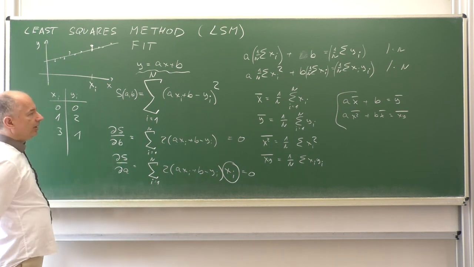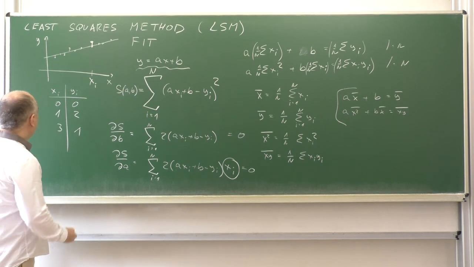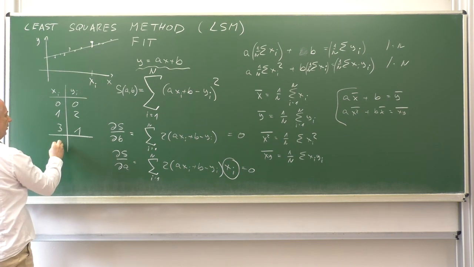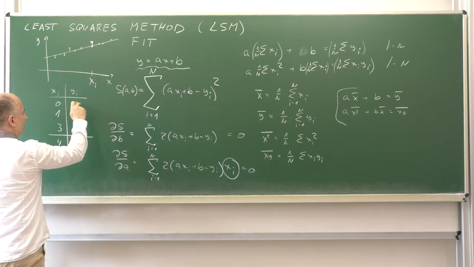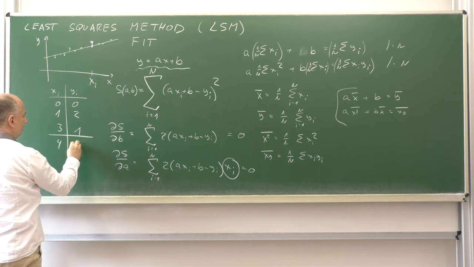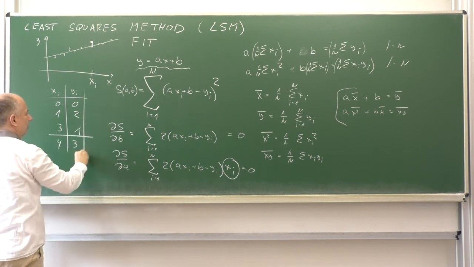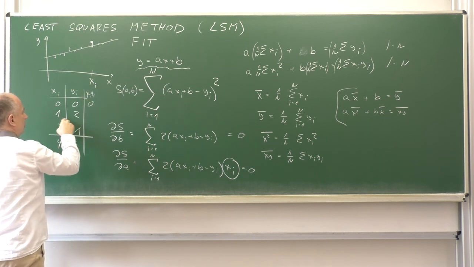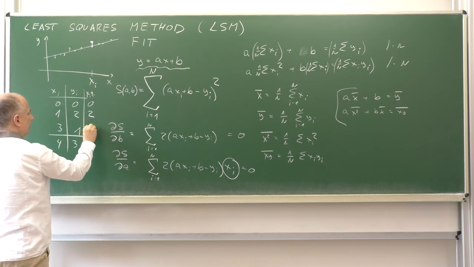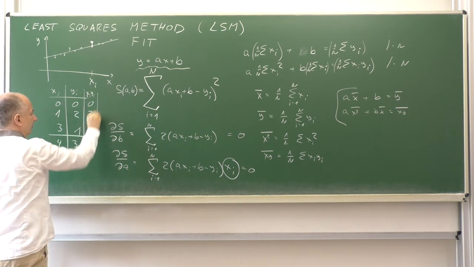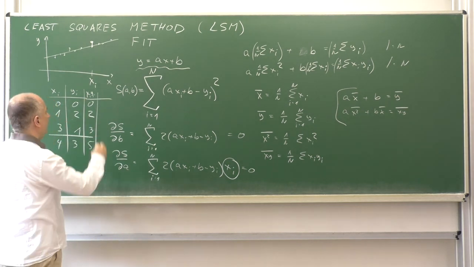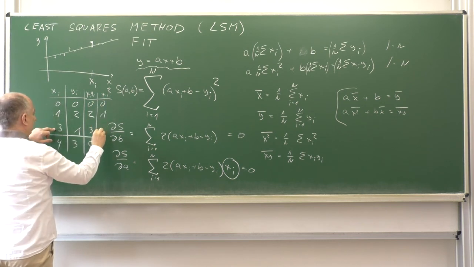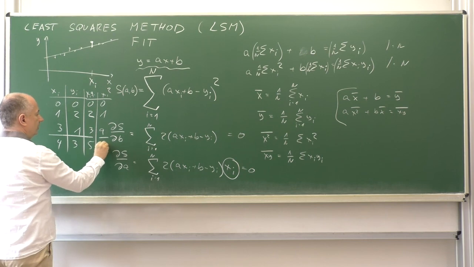Let me illustrate this for this system. So first we add the x values. 0 plus 1 plus 3 is 4. We add the y values, 0 plus 2 plus 3 plus 1 is 3. We also prepare the product. 0 times 0 is 0, 1 times 2 is 2, 3 times 1 is 3, and we add 2, which comes to 5. And we prepare squares of x, xi square. 0 square is 0, 1 square is 1, 3 square is 9. When we add, we have 10.